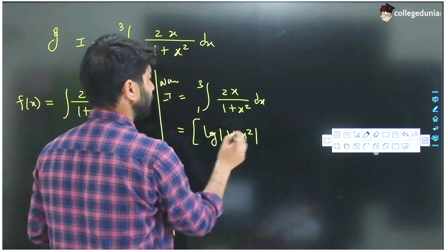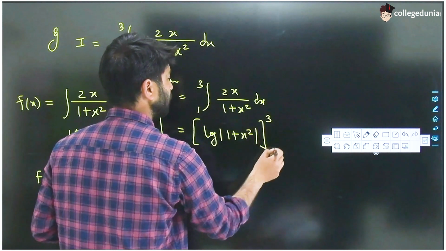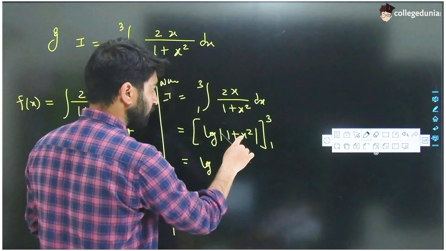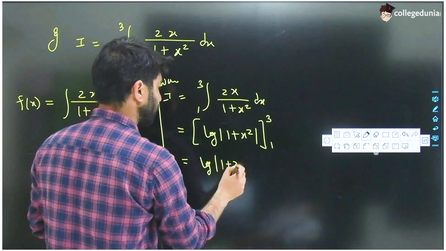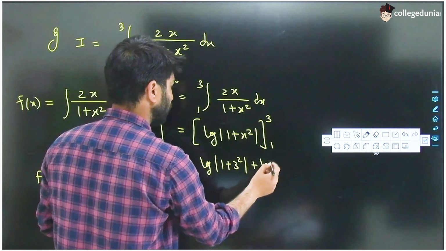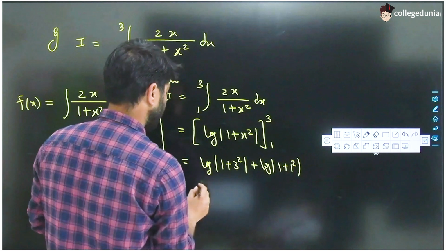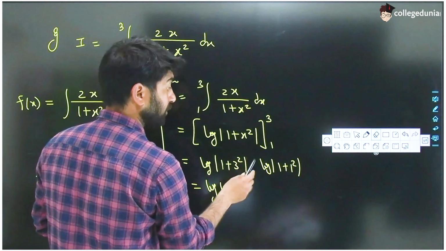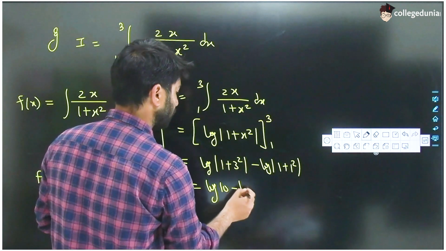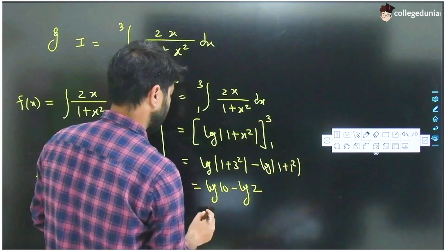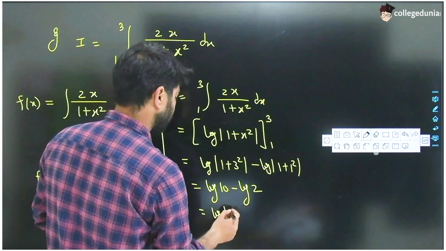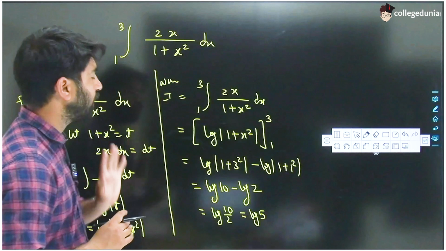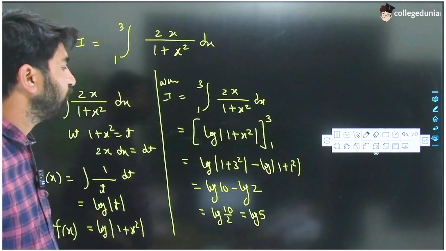फिर हम यहाँ पे कहेंगे कि भाई आप इधर 3 रख लो, इधर 1 रख लो. अब हम यहाँ पे x की जगह 3 पुट करेंगे, तो log 1 प्लस 3 स्क्वायर minus log 1 प्लस 1 स्क्वायर, and final answer will be log 10 minus log 2, which can be written log 10 by 2, and answer will be log 5. हमारा आंसर इसमें क्या बनेगा? log 5, राइट?